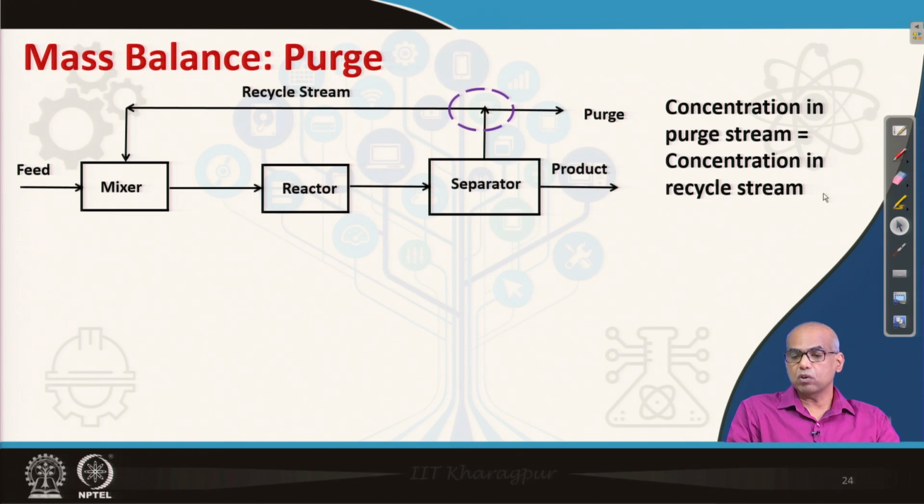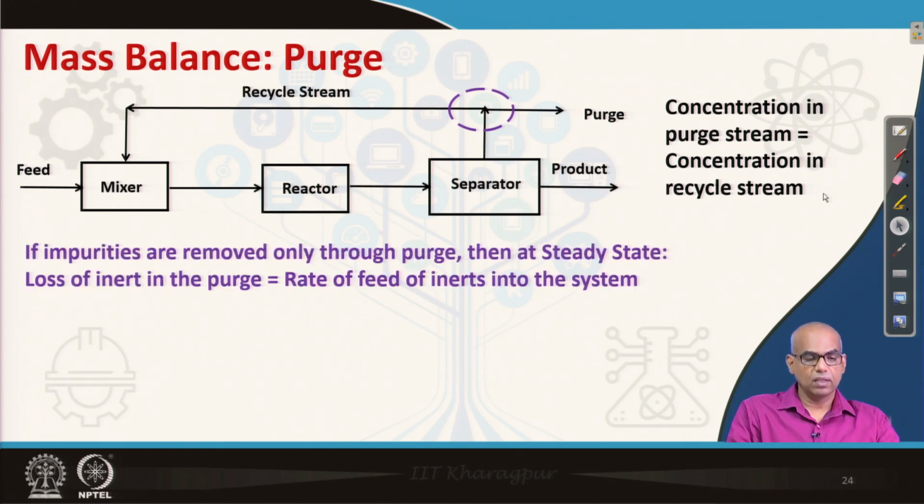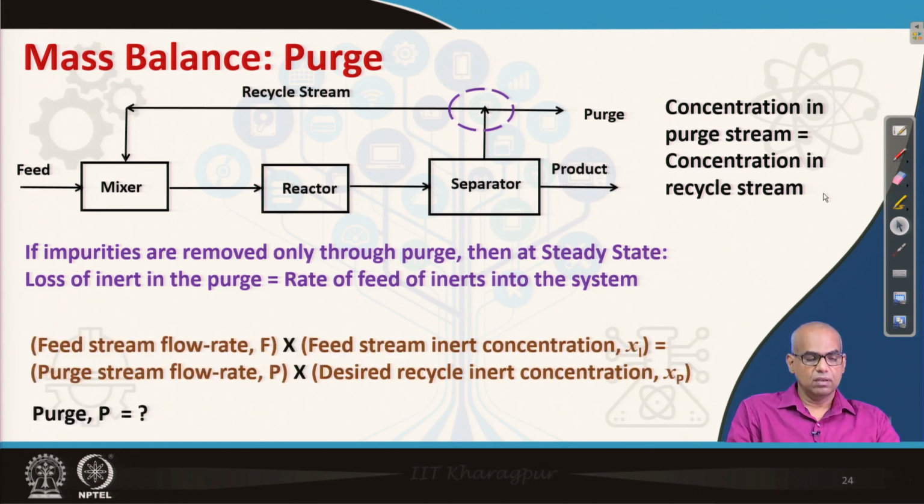As the schematic shows, the concentration in the purge stream will be equal to concentration in the recycle stream. If impurities are removed only through purge, then at steady state, you can write that loss of inert in the purge will be equal to rate of feed of inerts into the system. So, this allows me to compute what will be the purge rate, because feed stream flow rate times feed stream inert concentration will be equal to purge stream flow rate times desired recycle inert concentration.